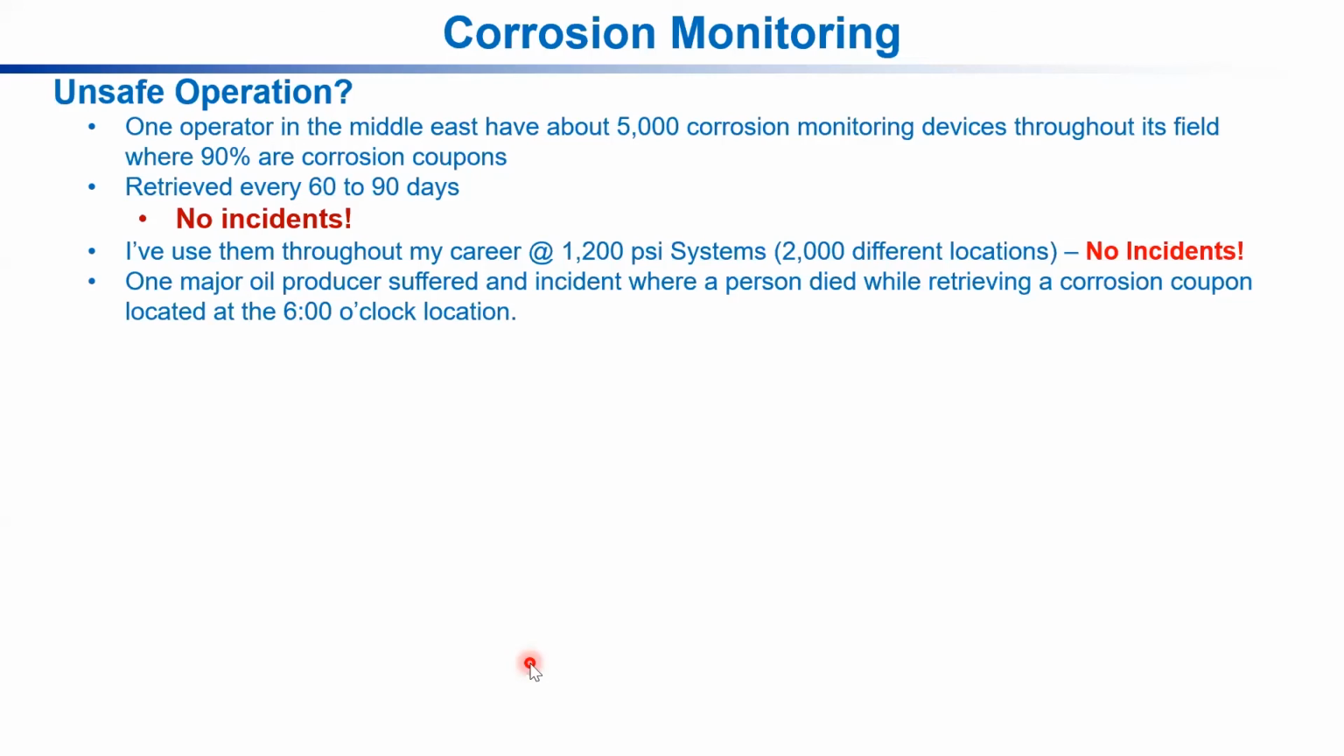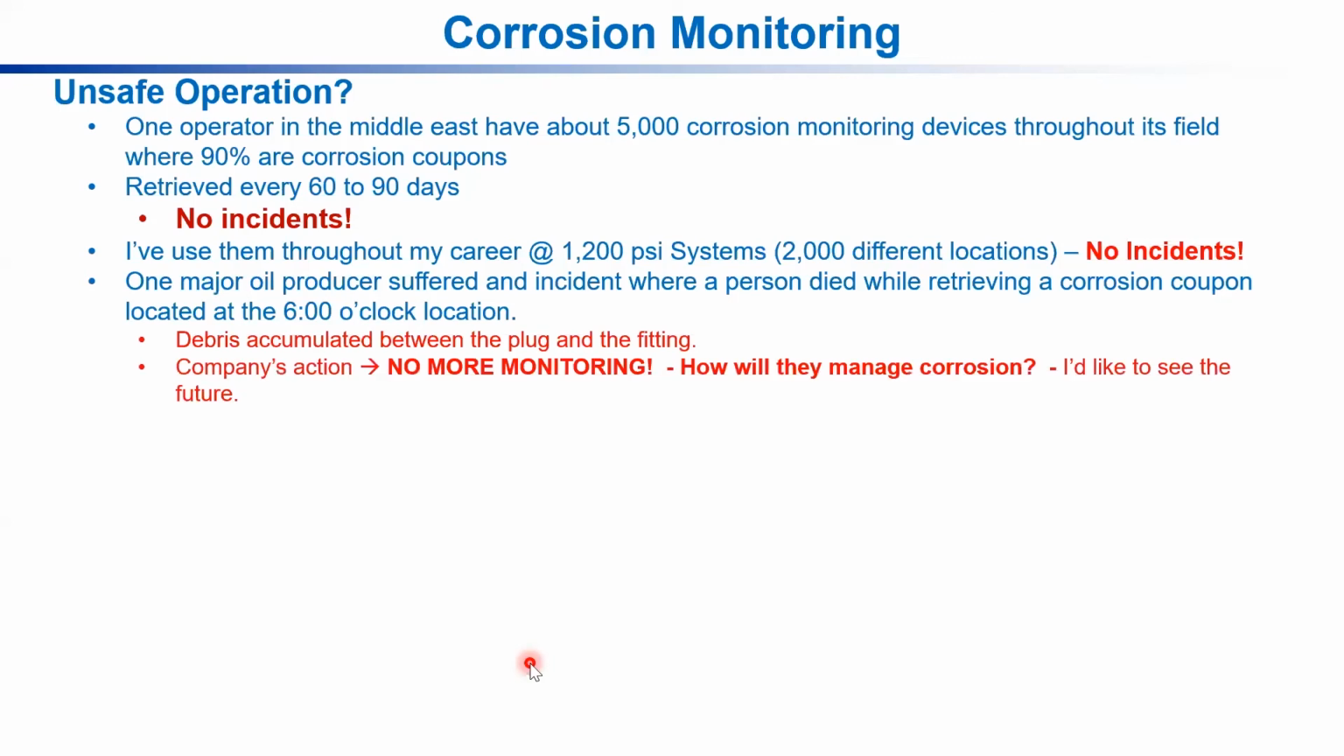There was a coupon that was at the 6 o'clock position, and unfortunately the person died because in the 6 o'clock position, the fitting accumulated debris and the plug got stuck. What was the company resolution? No more monitoring. I want to see how they will manage corrosion. They've been having this for quite a while, and now they are thinking of going back to monitoring because they are realizing that they cannot manage corrosion.